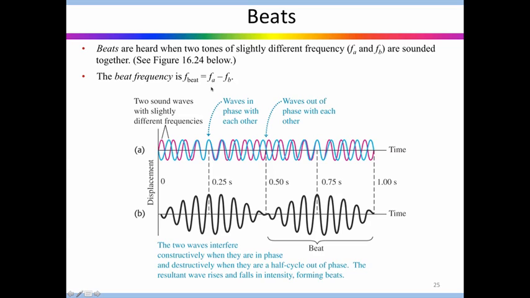So if FB is very close to FA, then this beat frequency is very slow, and we can hear this loud, soft, loud, soft phenomenon. If this frequency is higher, then this envelope itself is a frequency that lies within the audible range, and then we will hear it as a different tone altogether.